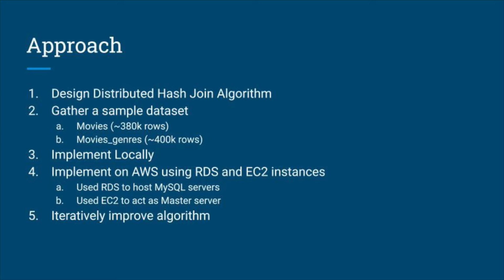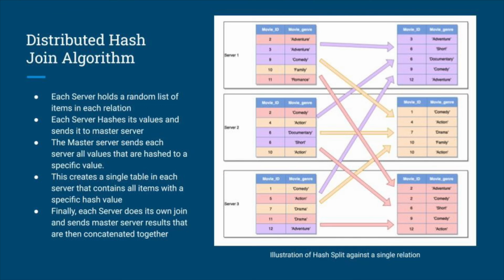We then moved on to creating a true multi-node implementation using AWS, in which we used RDS to host MySQL servers and an EC2 instance to act as a master server to communicate between the MySQL servers. Upon completing this step, we went back and looked at our performance and at different ways that we can improve our hashing algorithm. So here's a look at the hashing algorithm we used for our project.